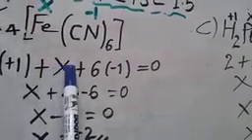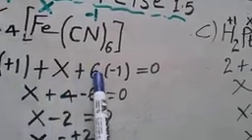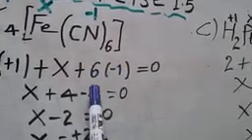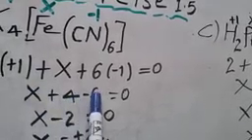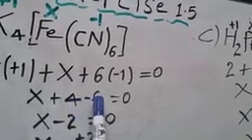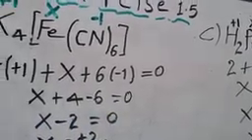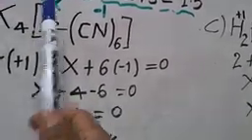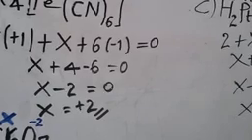Therefore X plus 4 minus 6, since 6 times -1 is -6, equals 0. Four minus 6 is -2, so X minus 2 is equal to 0. Then X equals +2. This is the oxidation state of iron in the potassium ferrocyanide complex compound.